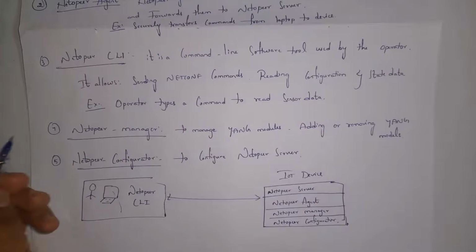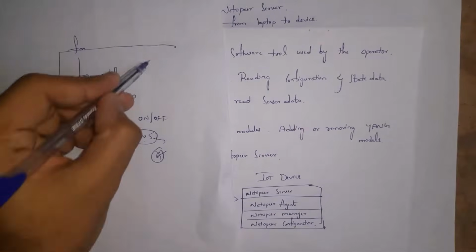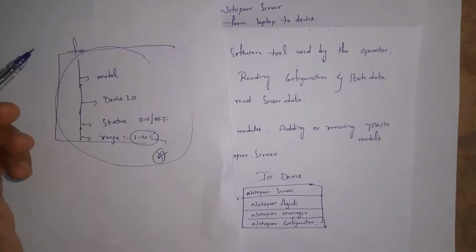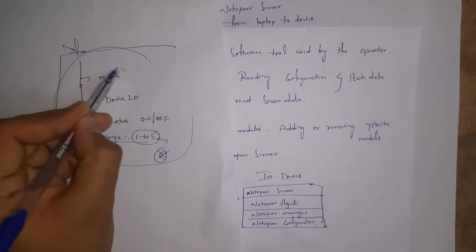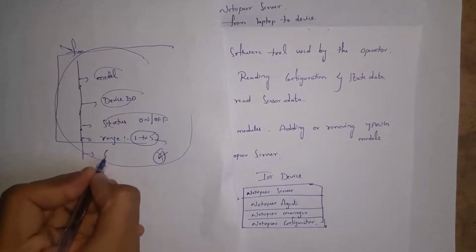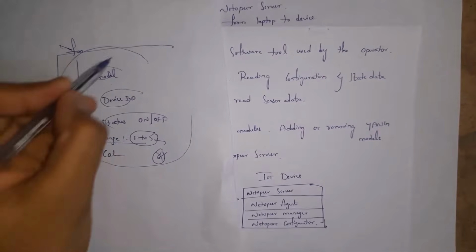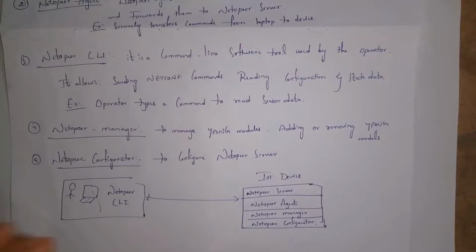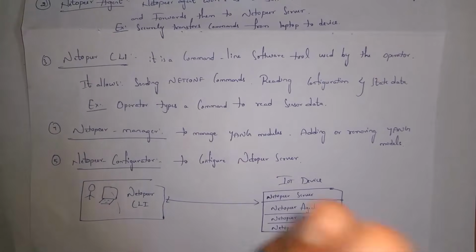And the fourth one is the Netopeer manager. Guys, we call it the YANG model. For example, if we consider the fan as root and all these are elements, we call it one model. We can add new features to our model like fan color, etc. And we can also completely delete this model. So the Netopeer manager will manage YANG modules. It can add a YANG model or it can also remove a YANG model.